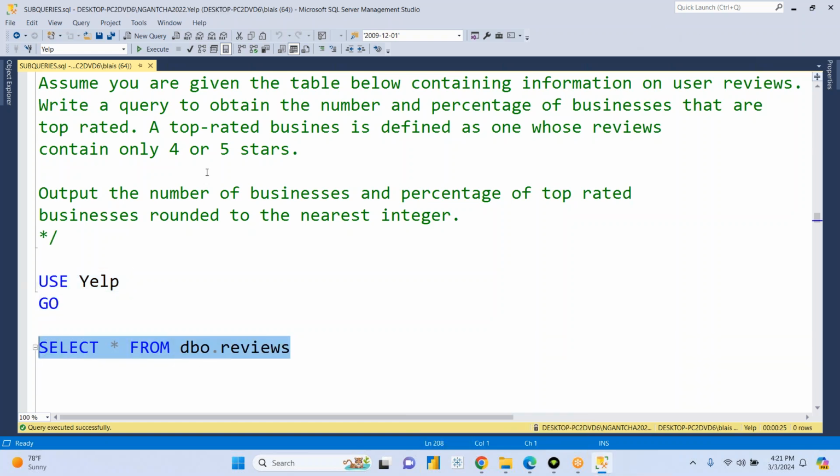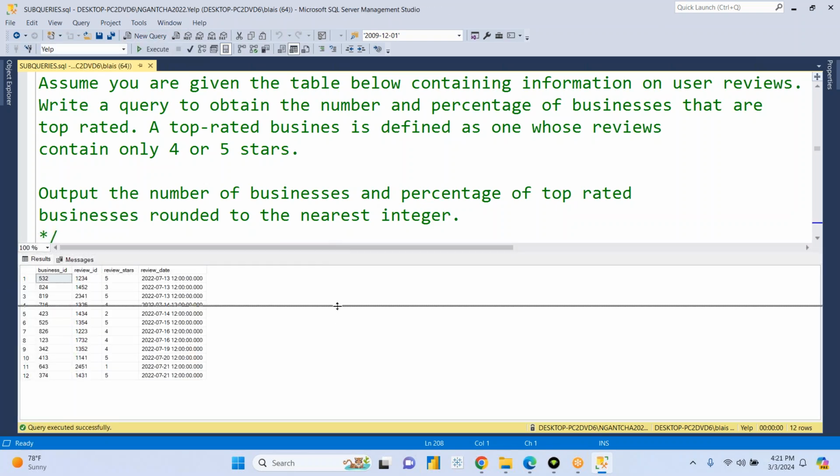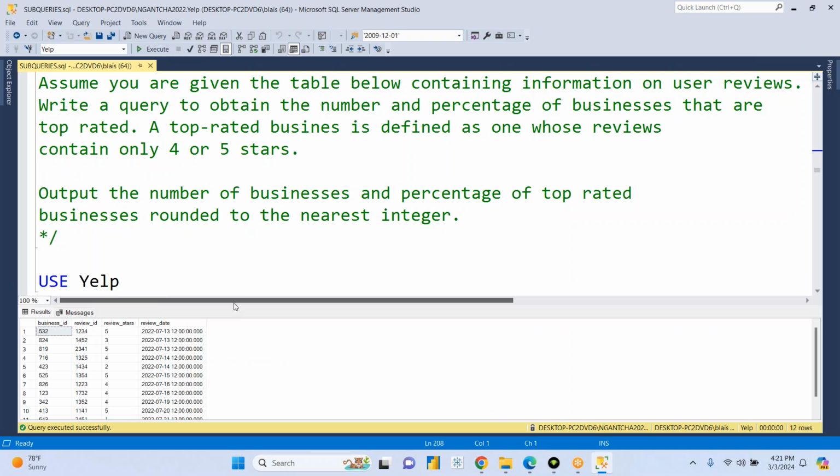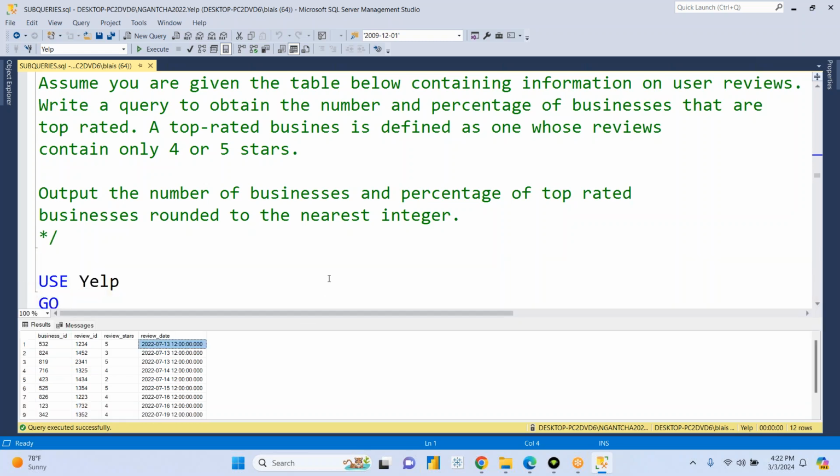So this is the table we have, the reviews table. I'm going to execute that so that we can have a print of it. We have the business ID, which is the company being reviewed, and this is the ID of the reviewer. This is the stars they gave, and this is the date the review was submitted. See that? It's a very simple table.